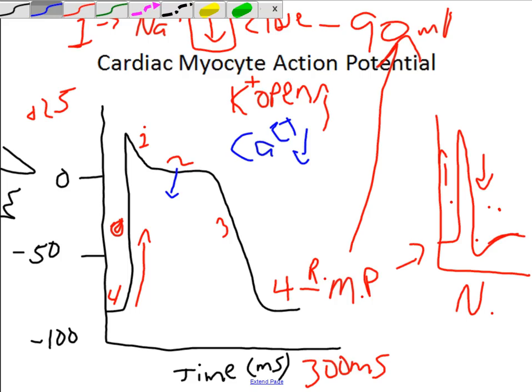Now, if we take a look at this for a second, let's say this blue line is going to represent the force of contraction.